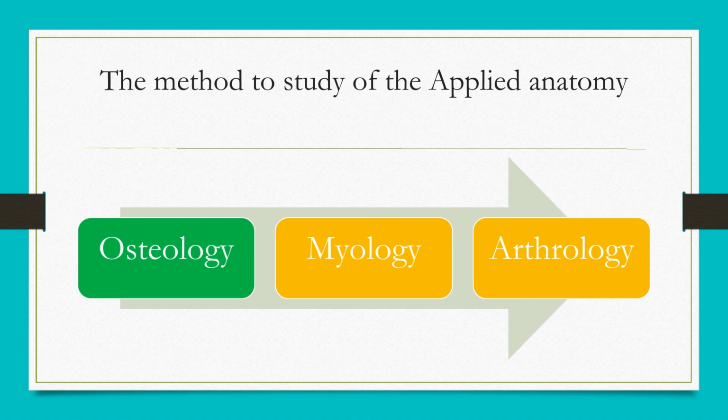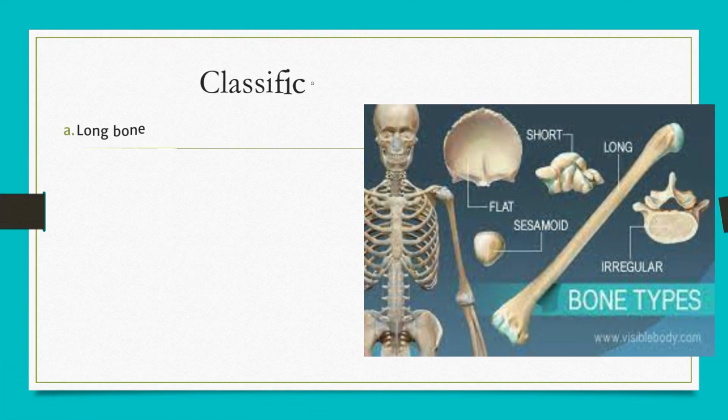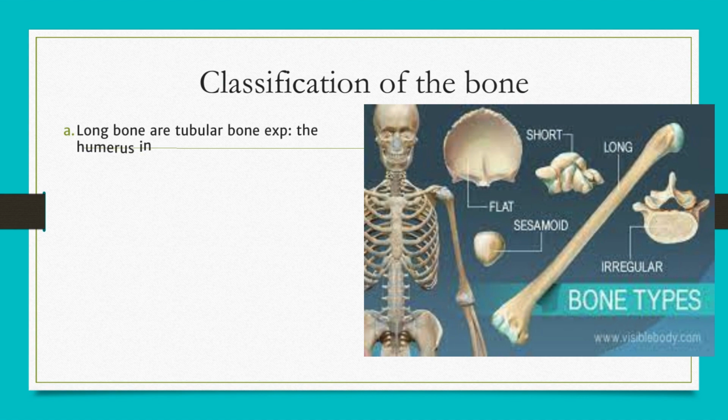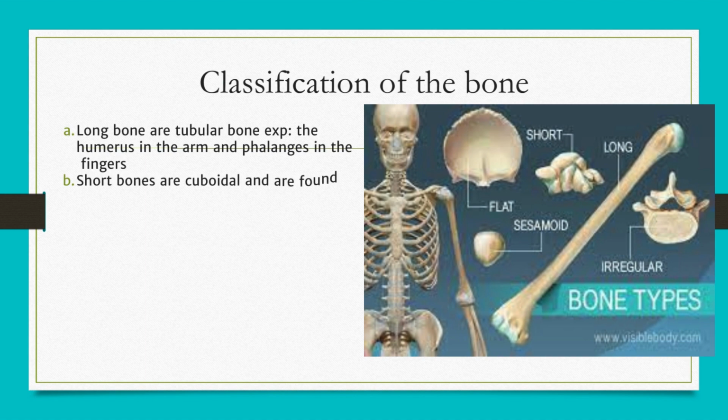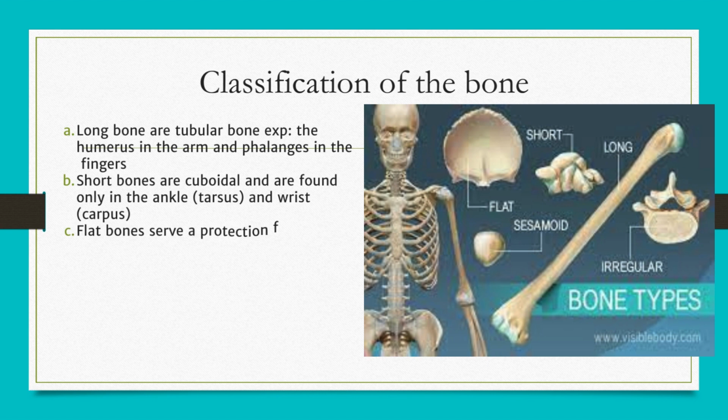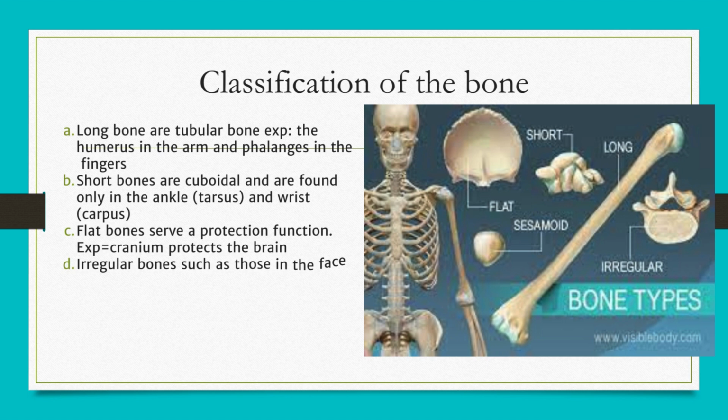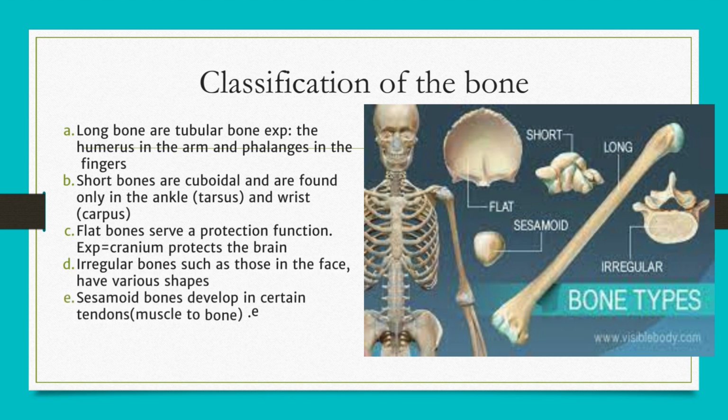As you see, there are several aspects that we need to study. First is osteology, which is the study of the type and shape of the bones in our body. You need to remember all the structures of the bones and their names. In our body, we have 206 bones. They can be classified into 5 types: long bone, short bone, flat bone, sesamoid bone, and irregular bone. The long bones are tubular bones, for example the humerus in the arm and phalanges in the fingers. Next, short bones are cuboidal and are found only in the ankle, tarsus, and wrist, carpus.